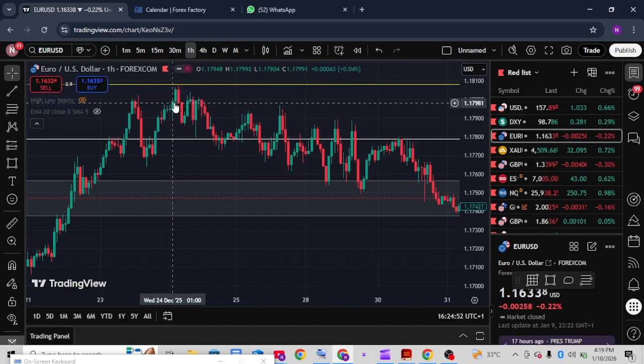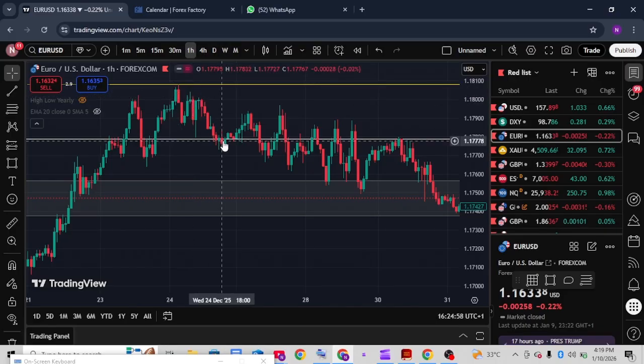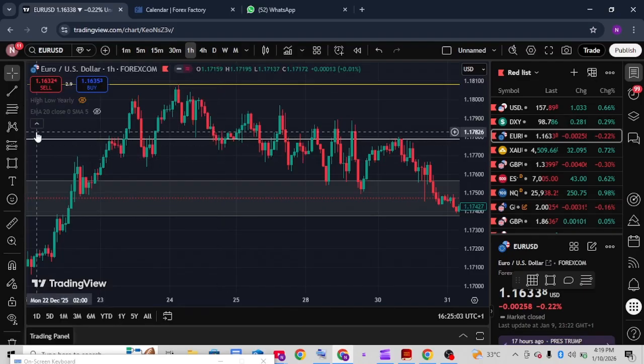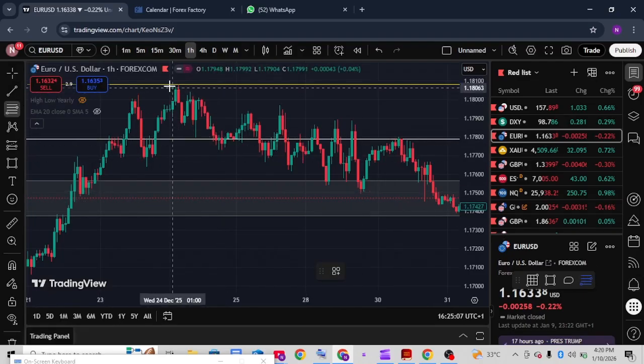Reversed. There's a fair value gap right here also. This small fair value gap. Just reversed there. And there we have it. Let me show you the measurement again. So let me just use this one. Okay.